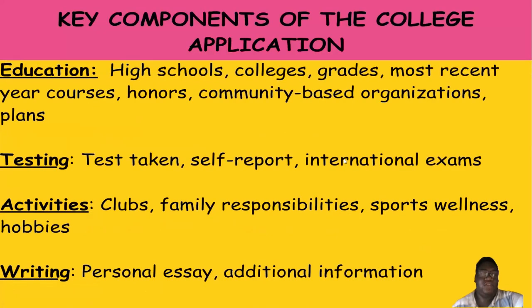The components of the college application include education, testing, activities, and writing. Education includes high schools, colleges, grades, courses that you have recently taken, any honors that have been bestowed, and organizations that you have joined. In testing, this includes SAT, ACT, Regents, AP tests. Activities include clubs, family responsibilities, sports, and other hobbies. And writing would be your personal statement essay and other types of writings that may be needed for your college admission.